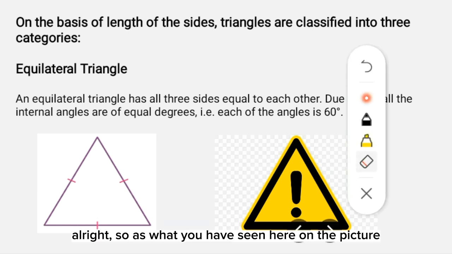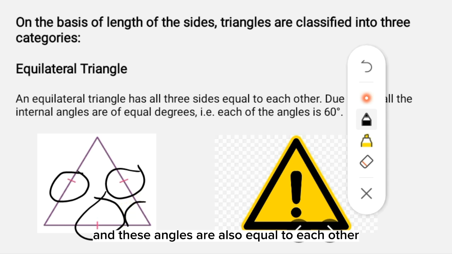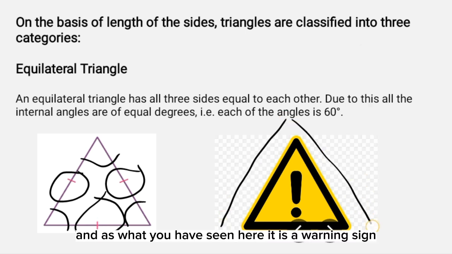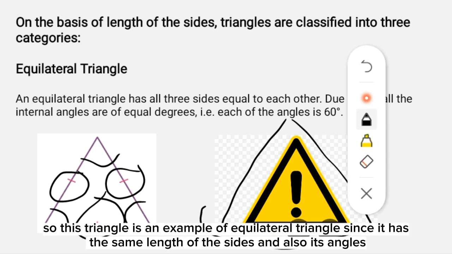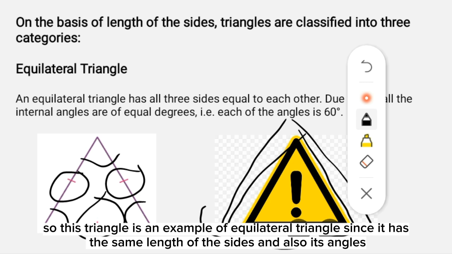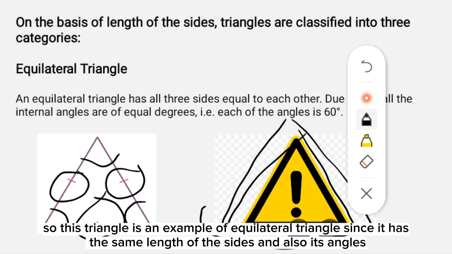Alright, as you have seen here on the picture, all sides are equal, and the angles are also equal to each other. Like what you have seen here, it is a warning sign. So this triangle is an example of an equilateral triangle since it has the same length of sides and also the same angles.